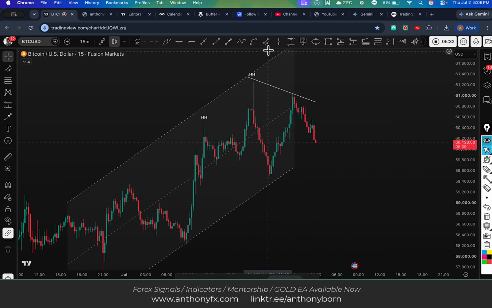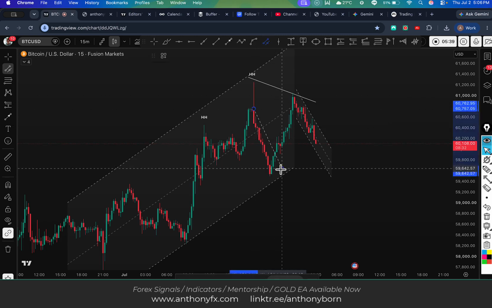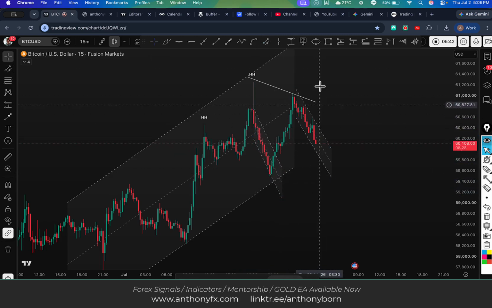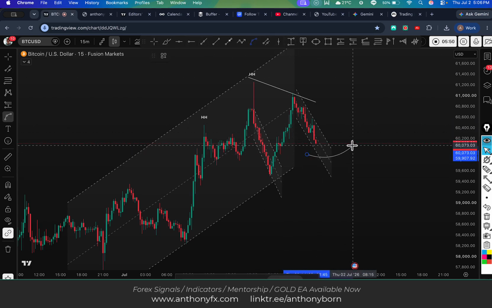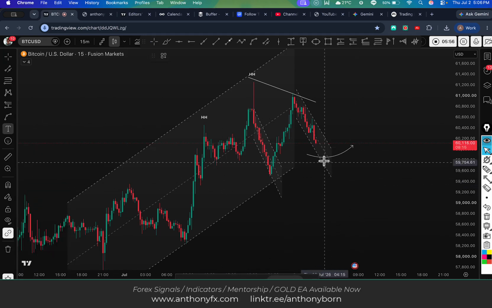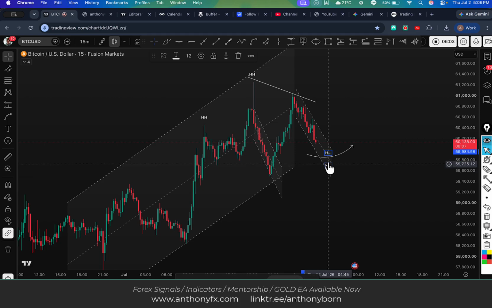This needs to break structure like it did here. And this break of structure, I want to see that it actually hangs in there above. So I want it to give me a higher low. You got to have a bit of a plan, okay? I want this to give me a higher low, HL. All right, so let's just copy that.